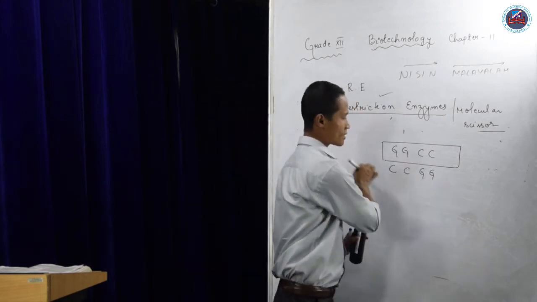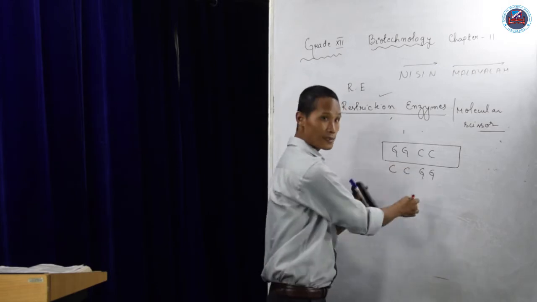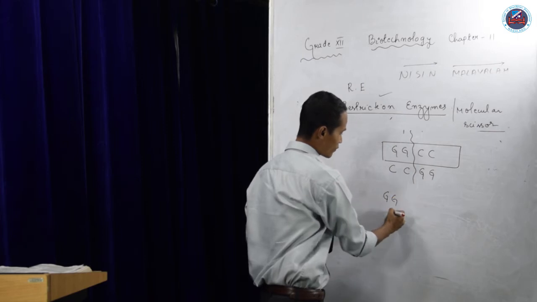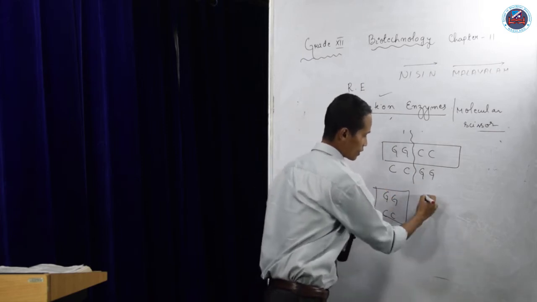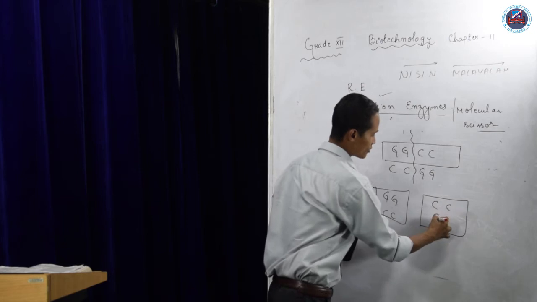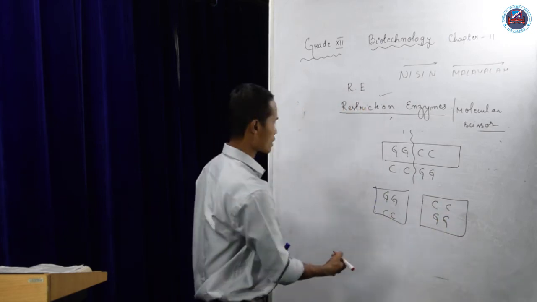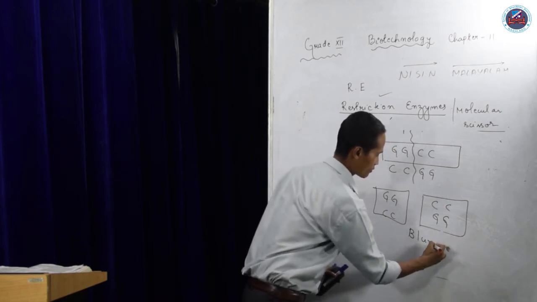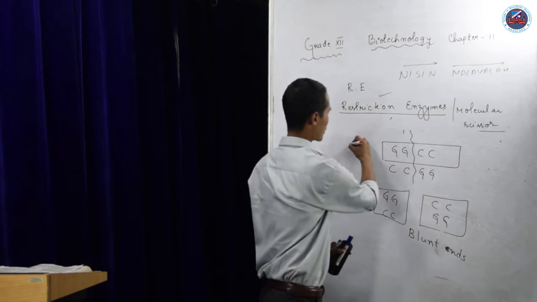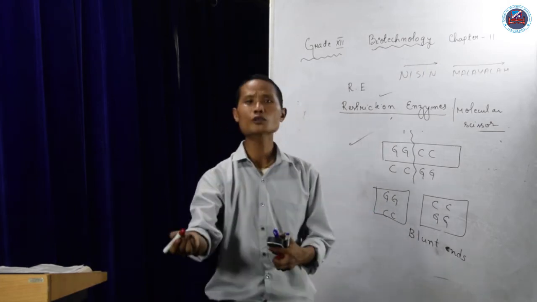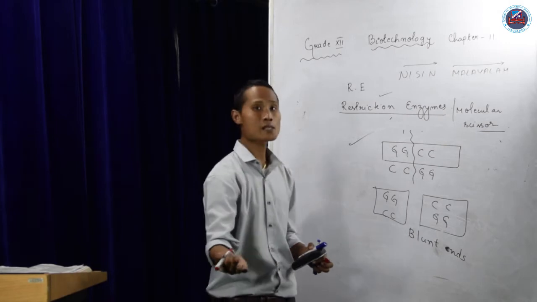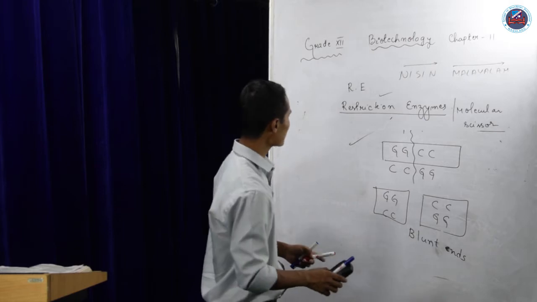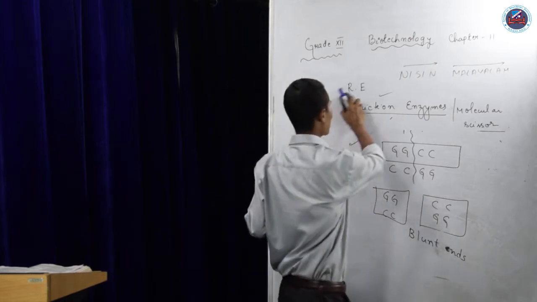GGCC, GGCC. Okay. So just say that this is one strand. So if I cut in the middle, then what will I get? GGCC, one strand. And one end, another end will be CCGG. Such type of ends are said to be blunt ends. So some restriction enzymes will produce sticky ends, and some restriction enzymes will produce blunt ends. Okay, so this is about the restriction enzyme and its important functions.